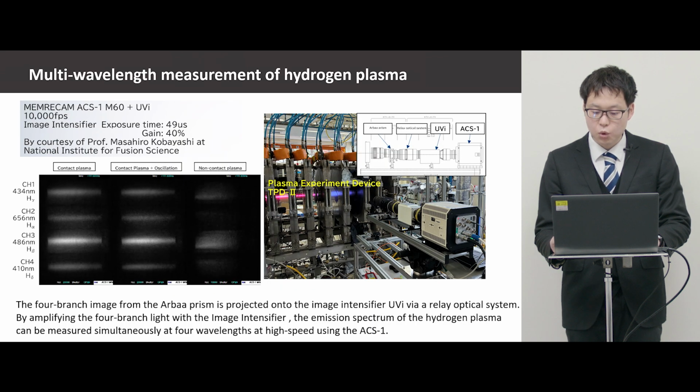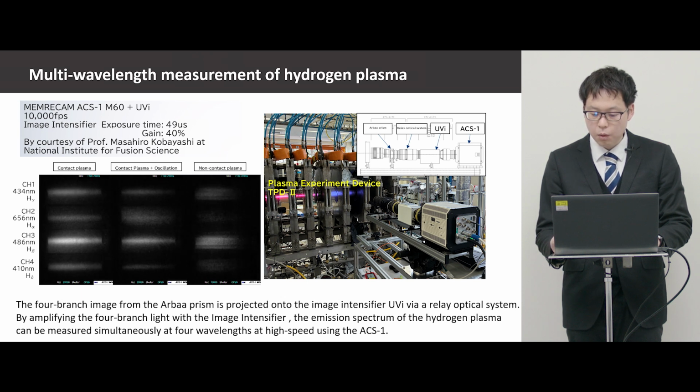This is from Professor Masahiro Kobayashi's group at the National Institute for Fusion Science, showing non-contact plasma state observation using the TBD2 plasma experiment device. Reducing the thermal load of the plasma on reactor walls is crucial for fusion reactors. Therefore, research is being conducted on non-contact plasma, which reduces the plasma temperature near solid walls via radiative cooling and extinguishes the plasma.